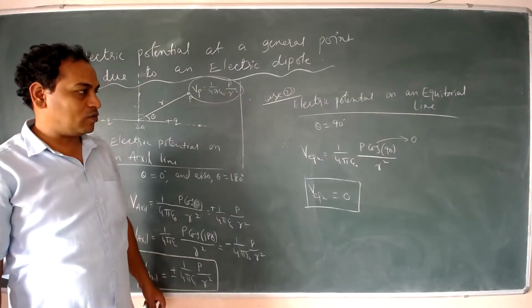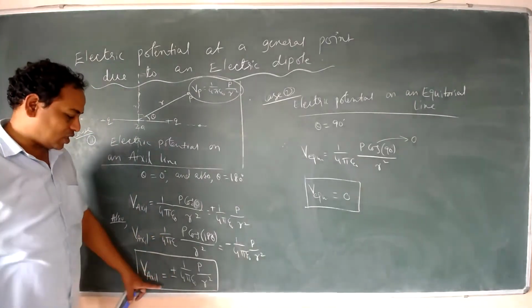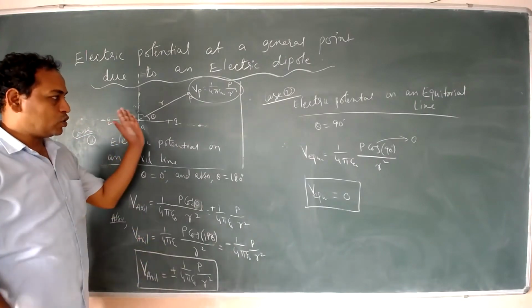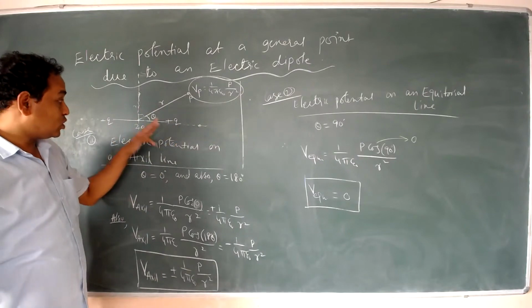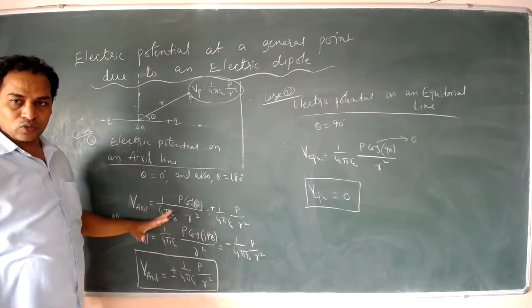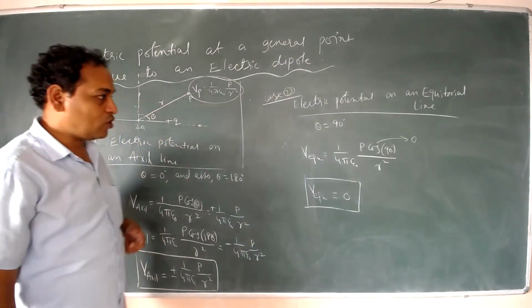Electric potential will be 0 on the equatorial line, but on the axial line it is not 0. Towards the positive charge it will be positive, towards the negative charge it will be negative. This is what we have seen here.